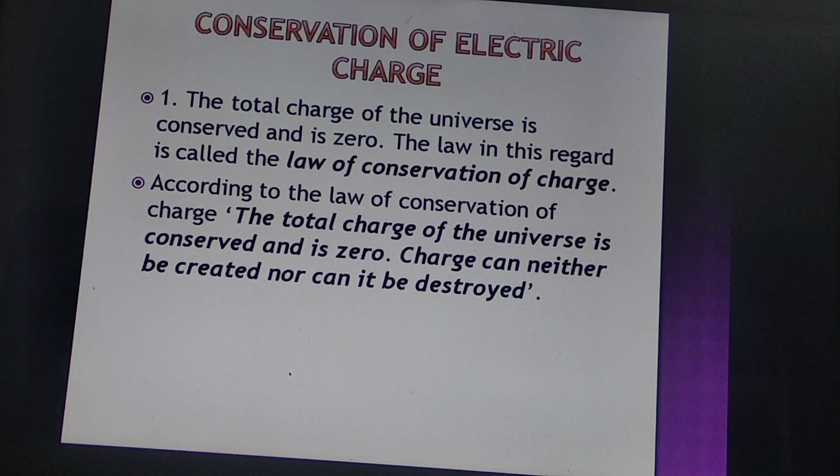The second important property of electric charge is that the total charge of the universe is zero, or in other words, we say that the total charge of the universe is conserved. This property is known as the law of conservation of charge. It means that we can neither create a charge nor destroy it.